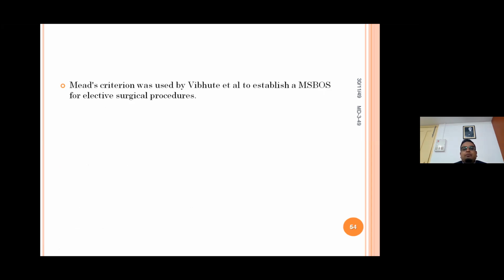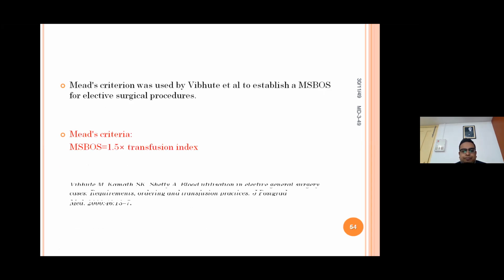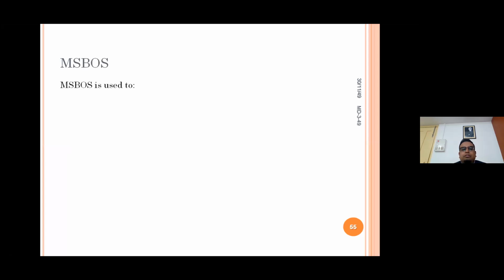Mead's criterion was used by Vibhuti et al. to establish an MSBOS for elective surgical procedures. So this is the criterion: MSBOS equals 1.5 into transfusion index. MSBOS is basically used to promote efficient use of blood inventory so that unnecessary blood resources are not wasted, and to avoid outdating of blood units.